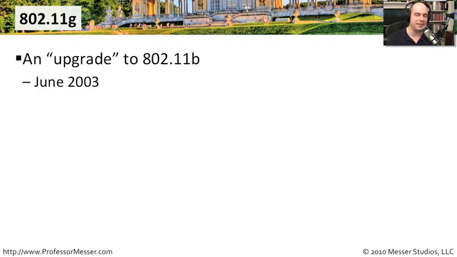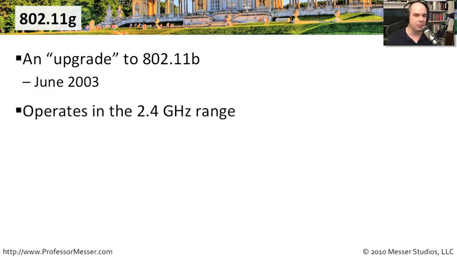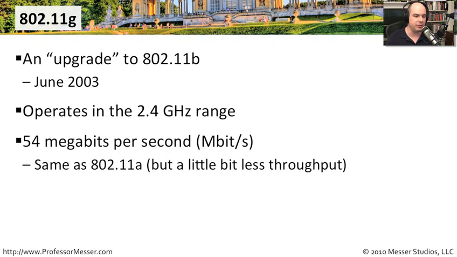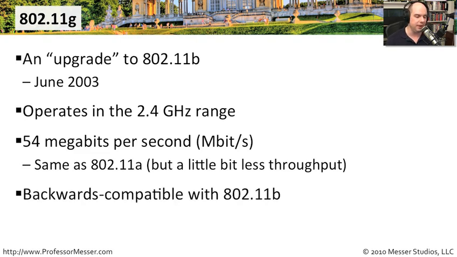In June 2003, a newer version of 802.11b was introduced. This was 802.11g. The idea here was that it would operate in the 2.4 gigahertz range, just like 802.11b, but it would be much faster, 54 megabits per second, which was about the same as 802.11a, plus or minus a few administrative overhead capabilities there. This was backwards compatible with 802.11b though. So you could replace your 802.11b access point with an 802.11g access point, and yet all the people still running the B network could still communicate with it.